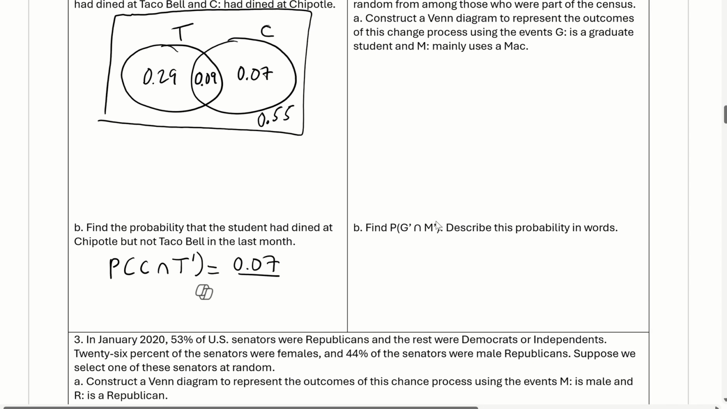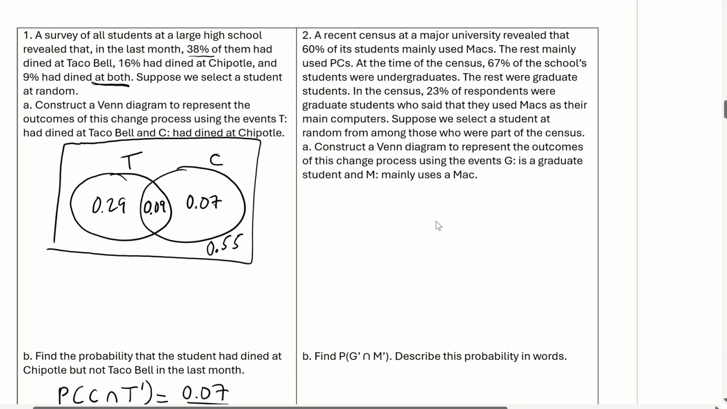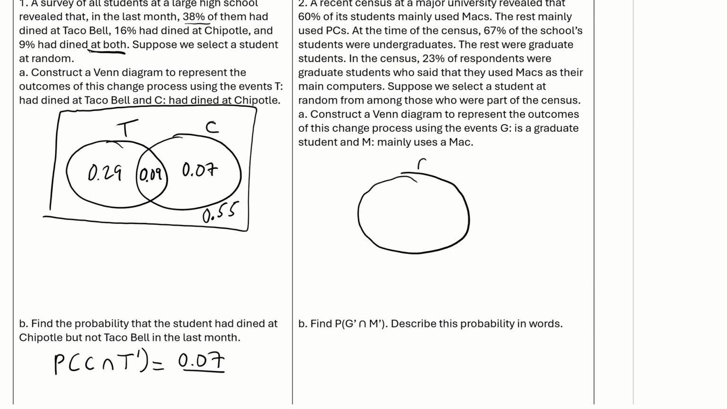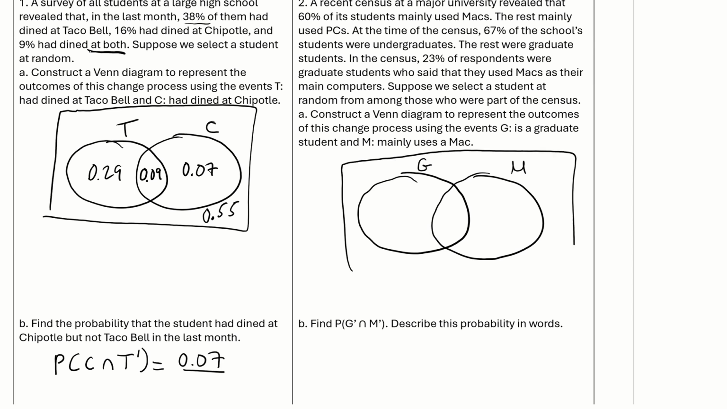All right, fine. So now let's do number 2. This is the Mac example that we did earlier. So let's do a Venn diagram. G is for graduate, M is for Mac. As we said earlier, it says 60% of students use Macs.